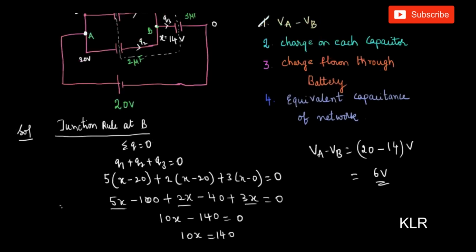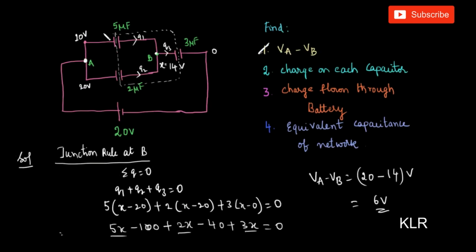Okay, now 5 into this potential difference 6, 5 6s are 30, so this is 30 microcoulomb here. This is 2 into this potential difference 6, so 2 6s are 12. The charge here is 12 microcoulomb. Here 3 is the capacitance, potential difference is 14, so 3 into 14, 42 microcoulomb is the charge here.